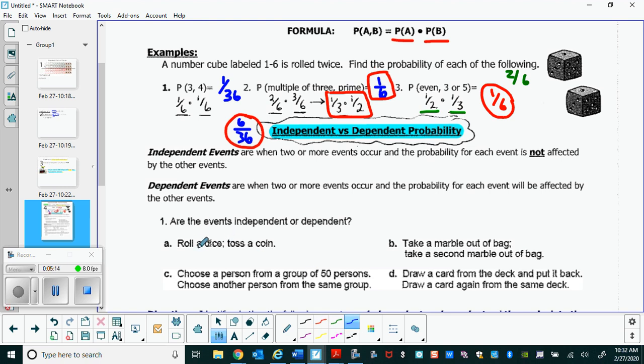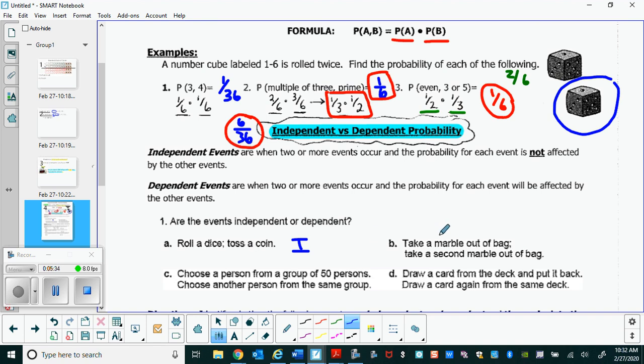So if you're going to roll a die and then toss a coin, what happens when you roll this thing has nothing to do with what happens, heads or tails, when you flip a coin. So these are going to be independent events. What happens here will not impact this one. All right, now let's take a look at answer choice B.